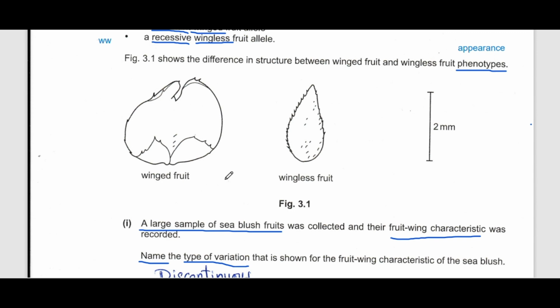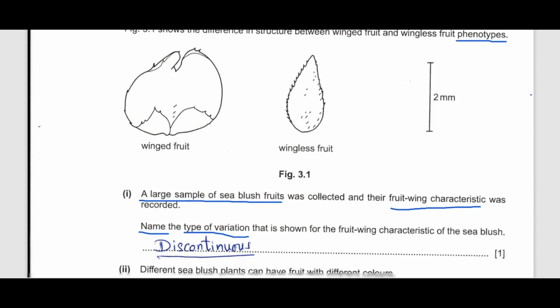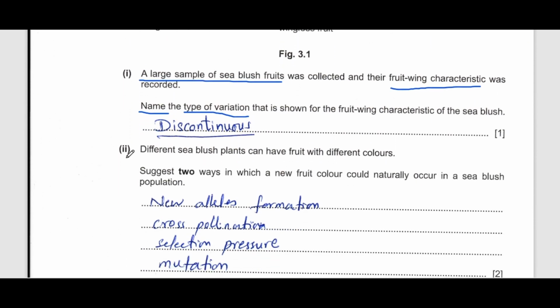Basically, because the phenotype is just falling into two very distinct categories, winged fruit and wingless fruit, that's why we will answer by writing discontinuous variation. So it's a discontinuous variation. It's not a continuous variation. And if you see, I have underlined this terminology, discontinuous, because the examiner will be looking for this terminology. So it's important. You cannot have any other different terminology. So you have to write the discontinuous type of variation. Discontinuous is the actual word which the examiner will be looking for. And the mark is 1.